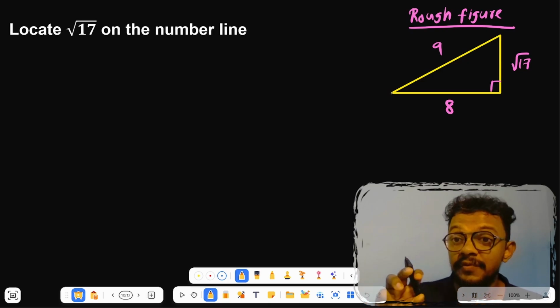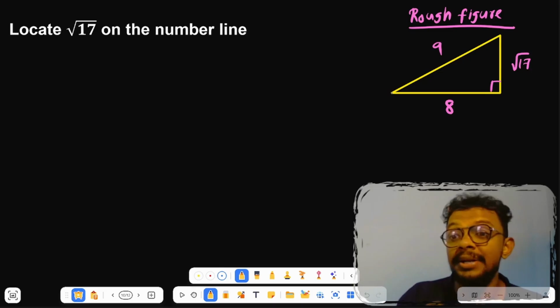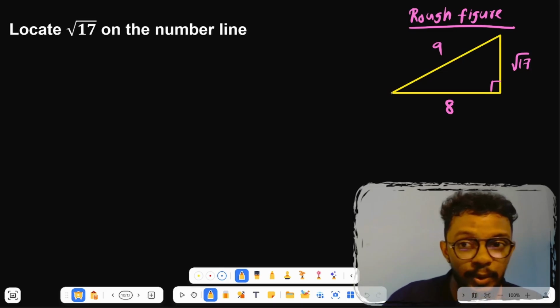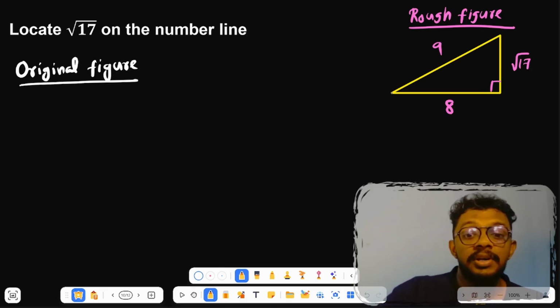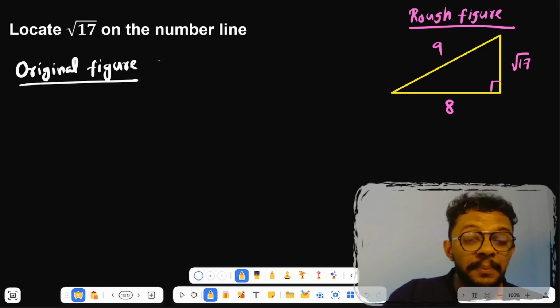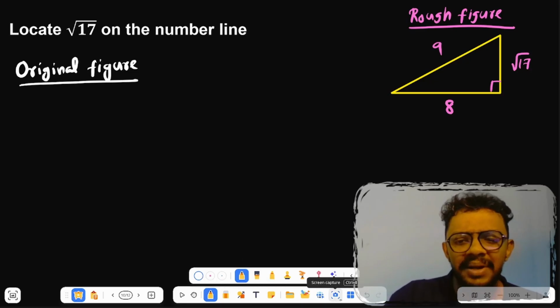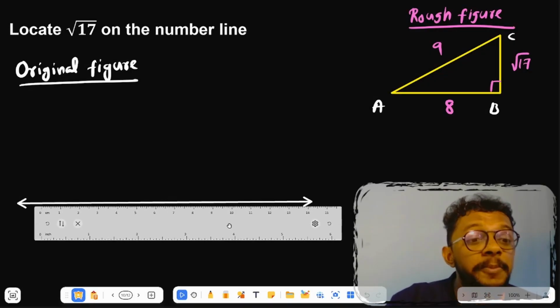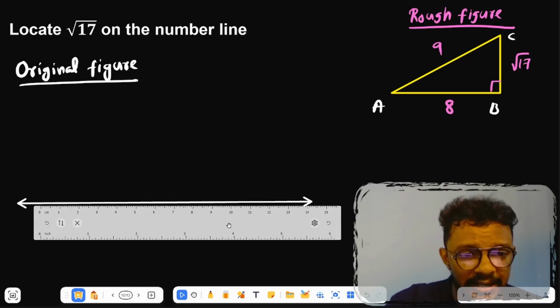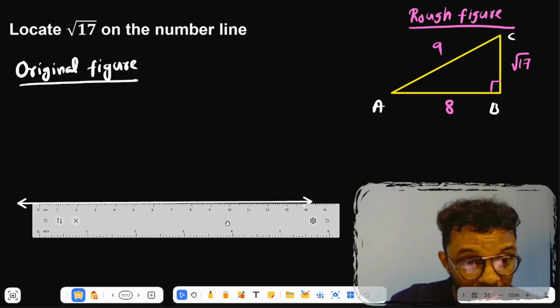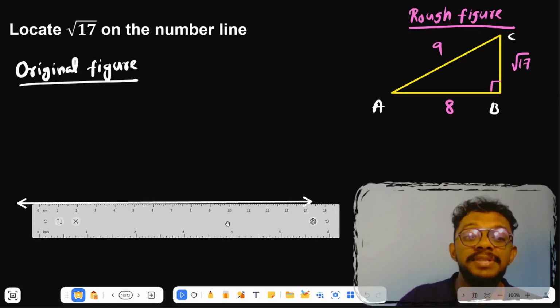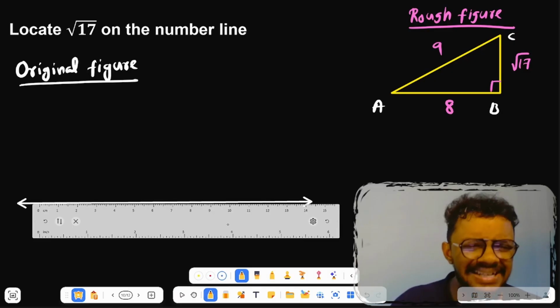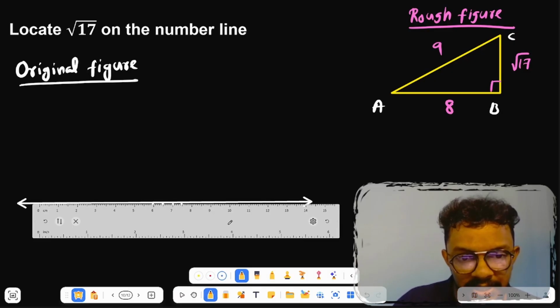I can use this information to draw it on a number line. So it's time to draw the original figure. What's first? We have to draw the number line first. So I draw a line, and I'm taking one unit as 0.5 centimeters. That depends upon our situation.